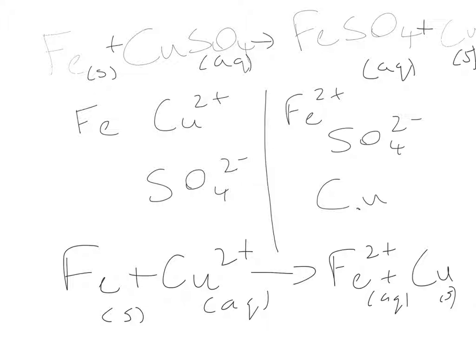So now let's write an ionic equation. So we're going to leave out the spectator ions. Then we have Fe and Cu2+ and Fe2+ and Cu. Notice that Cu2+ has become Cu and Fe has become Fe2+.